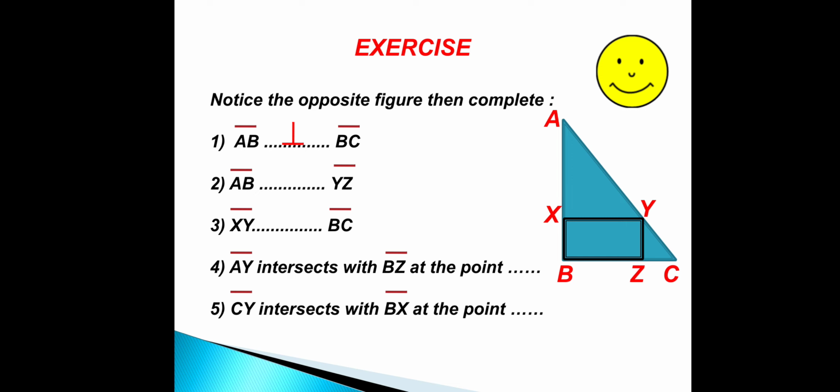XY and BC. XY and BC don't meet in any point. XY is parallel to BC.